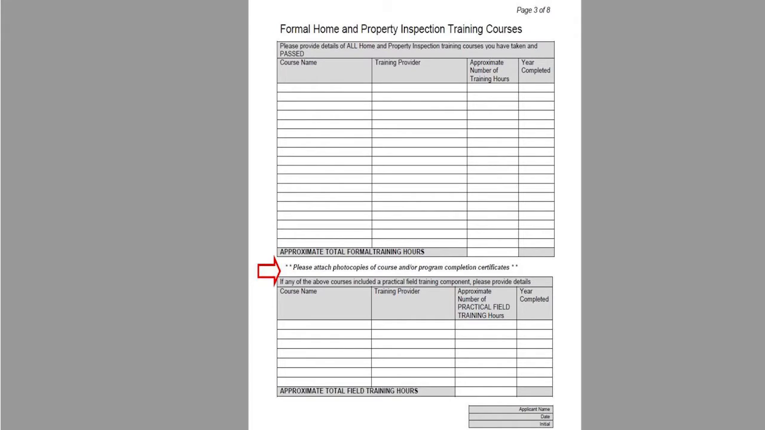Okay, moving to the next page, which is 10. So again, we're just requesting more information about the formal home and property inspection training courses that you've taken. Also, we're looking to attach any of the certificates that you have, when they were completed, and how many credits you received. Okay.